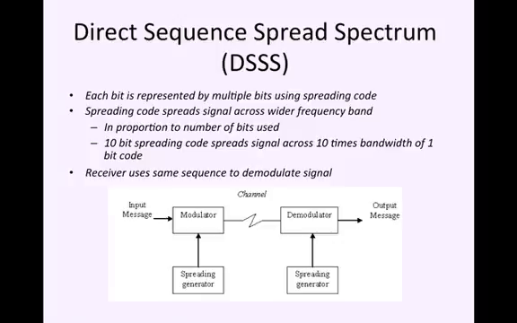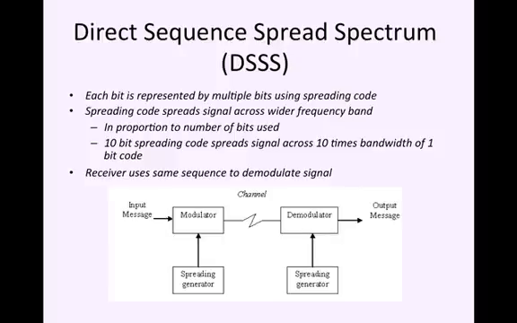As we move on, this is a direct sequence spread spectrum. Each bit here is represented by multiple bits using a spreading code. A spreading code spreads the signal across a wider frequency band, which is proportional to the number of bits used. Usually, a 10-bit spreading code spreads the signal across 10 times the bandwidth of a 1-bit code. A receiver uses the same sequence to demodulate the signal.